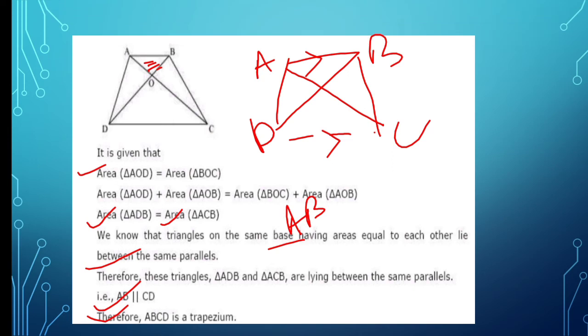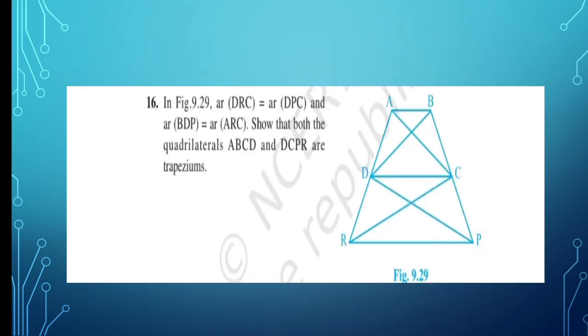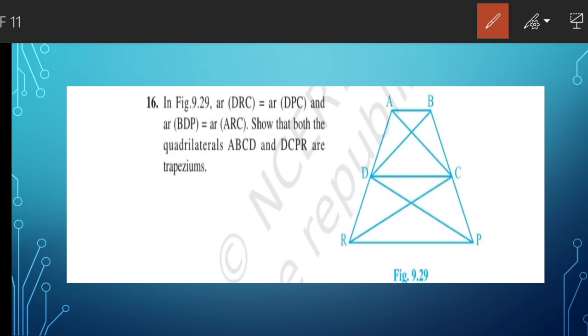So it's very easy, the last four sums, and this is sum number 16. Here we have areas of DRC and DPC equal, and from here we have to show that DCPR is a trapezium. So we are going to prove this the way we have done sum number 15.